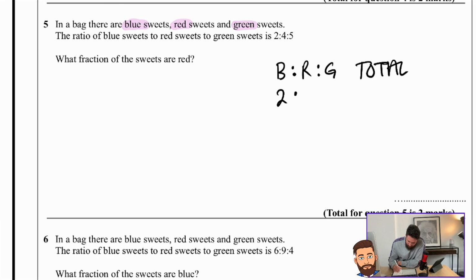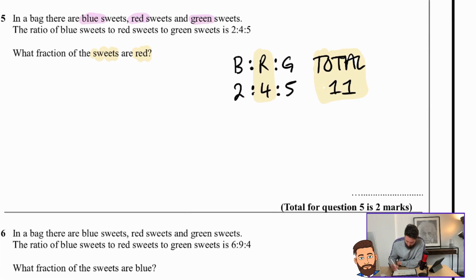Then I can write 2 to 4 to 5 underneath. To work out my total, I just add up my parts. So I've got 2 and 4 is 6, plus 5 is 11. Then I can read the question, which asks, what fraction of the sweets are red? So I'm looking at red and I'm looking at all of the sweets. So there are 4 parts of red out of a total of 11 sweets. So that would be 4 over 11.